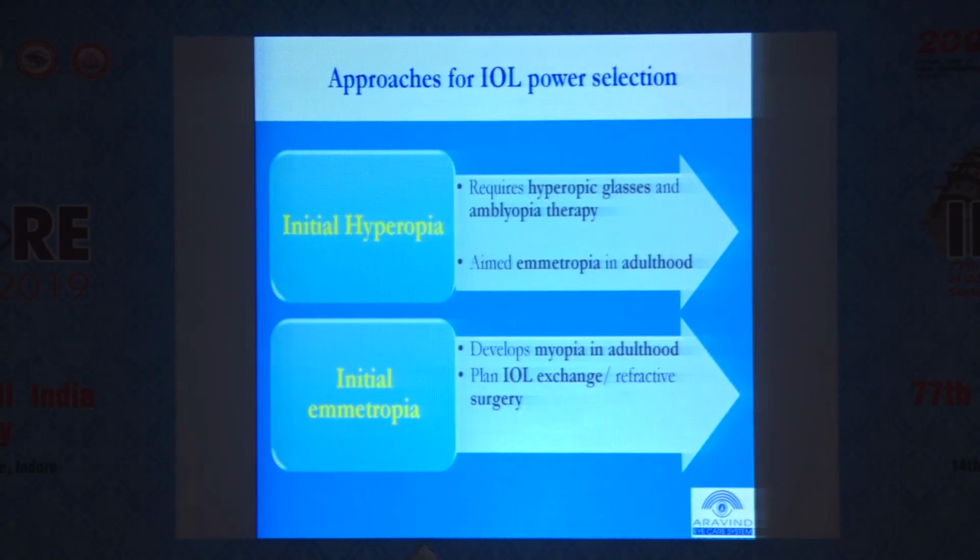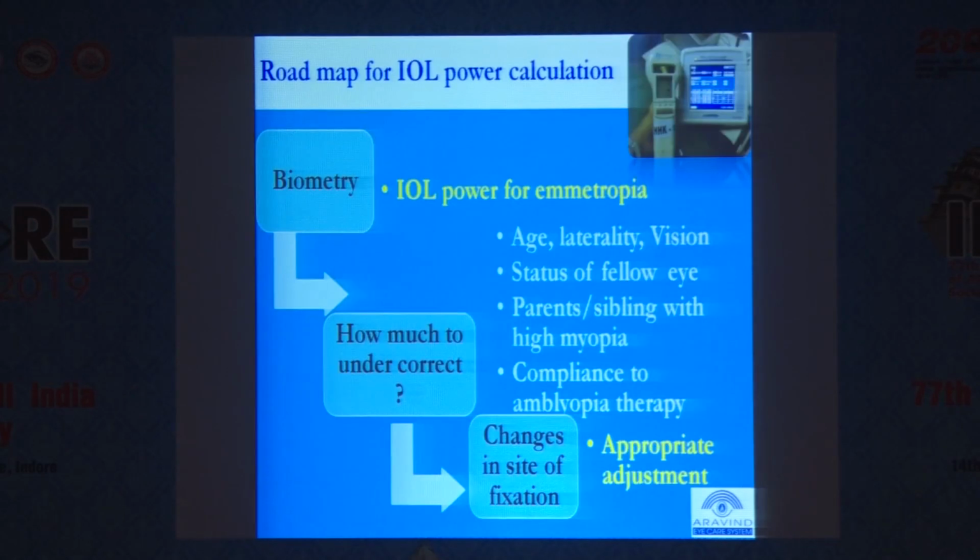There are two standard approaches. One is to choose either initial hyperopia or immediate emmetropia. In initial hyperopia, the child is required to wear hypermetropic glasses and comply with amblyopia therapy. We aim for emmetropia later in childhood. When we aim for initial emmetropia, the child develops myopia in later adulthood. We'll have to plan an IOL exchange or refractive surgery later on.